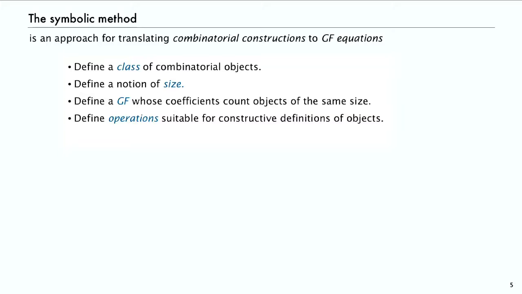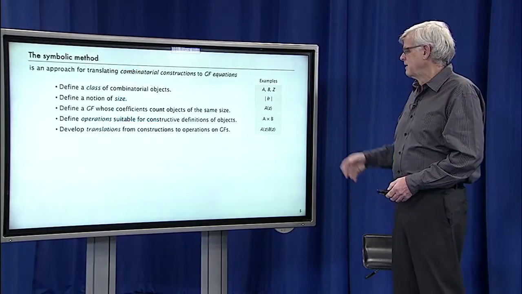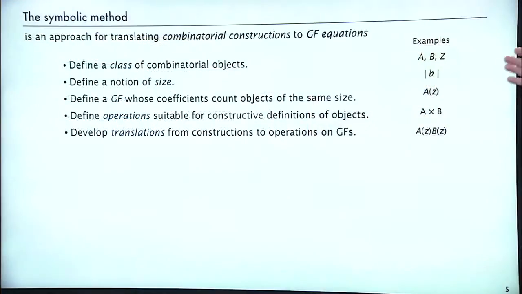Then we're going to define operations that allow us to give constructive definitions of objects. And then from those operations, we're going to have translations for each operation that defines a construction to an operation on a generating function. And this is just the kind of notation that we use. Uppercase letters for combinatorial objects, some notation like absolute value for size, and then the generating function will have the same letter as the class, except it'll be a function of a variable, usually z. And then the operations actually will involve familiar symbols.